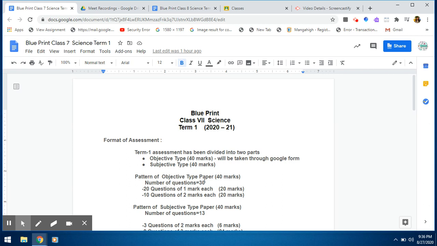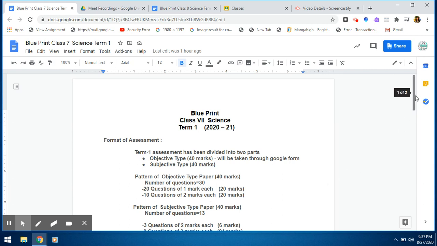Objective type paper, which will be of 40 marks, will be taken through Google Form. It will consist of 30 questions or 30 MCQs. There'll be 20 MCQs of 1 mark each, and there'll be 10 MCQs of 2 marks each. So the total will be 40 marks. These 10 MCQs, which will be of 2 marks, will be application based questions.